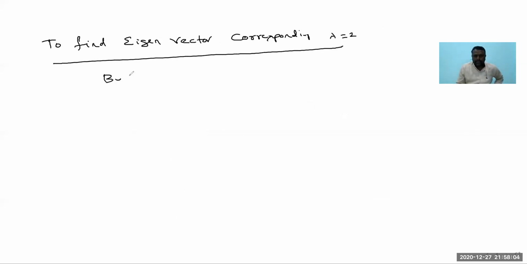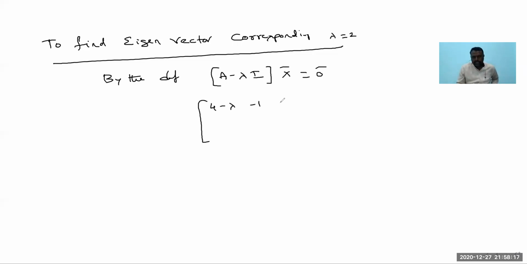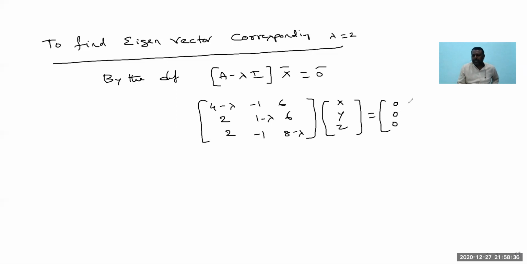by the definition. What is the definition? By the definition, A minus lambda I, put in the matrix form, into X equal to 0 bar. So A minus lambda I, what is the matrix now? The matrix is 4 minus lambda, minus 1, 6; 2, 1 minus lambda, 6; next 1, 2, minus 1, 8 minus lambda. The matrix is anyway 3 by 3, I am writing X, Y, Z. Some others write X1, X2, X3 also. You can choose any one.